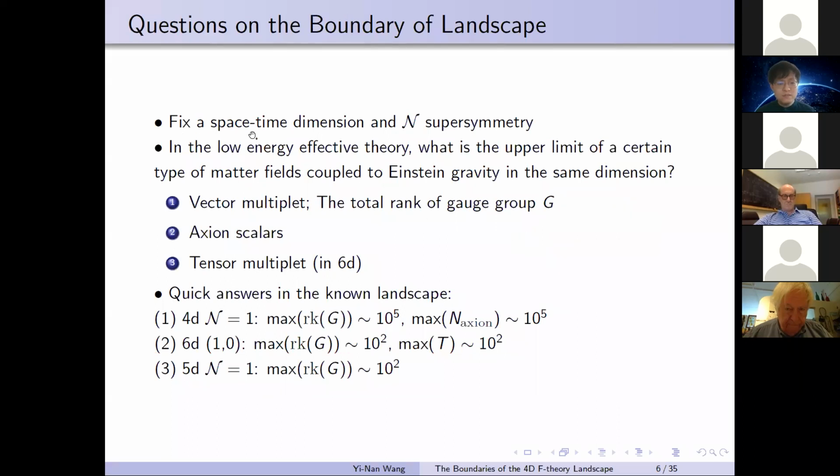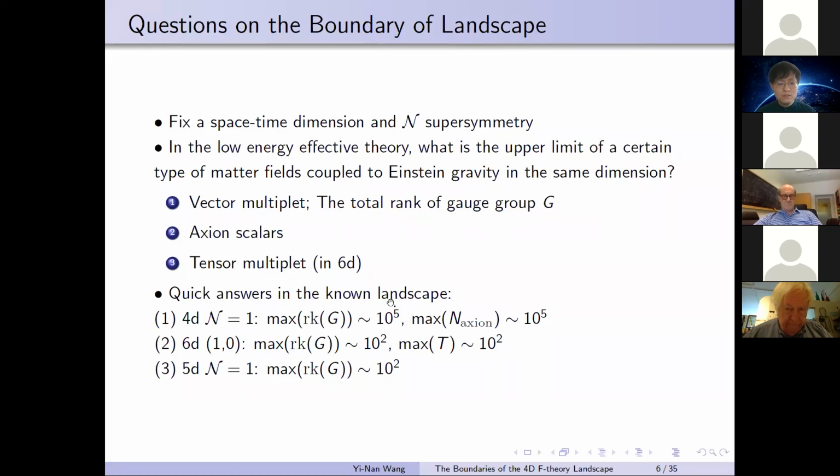In particular, the question I'm going to ask about this boundary is as follows. First, we fix a particular space-time dimension and number of supersymmetries. And the question is, in the low energy effective theory, what is the upper bound on a certain type of fields coupled to Einstein gravity in the same dimension? For example, this type of fields can include the vector multiplets, also axion scalars, or tensor multiplets in certain dimensions, like in 6 dimensions, where we have these tensor multiplets.